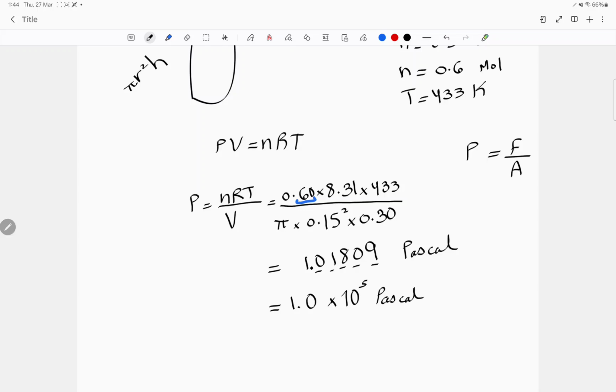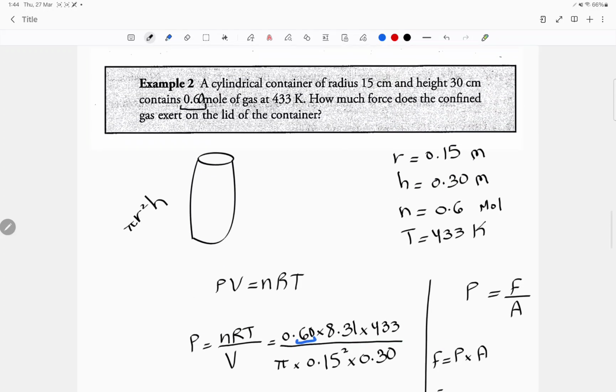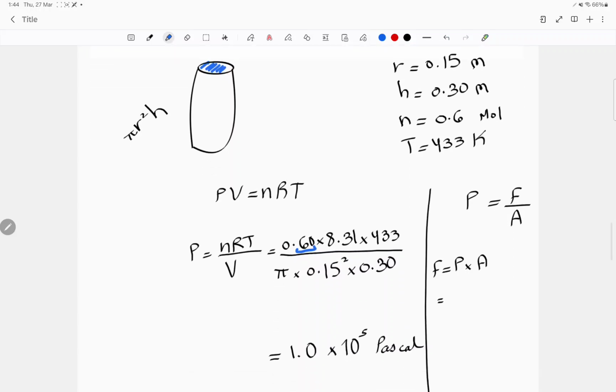Pascal. So ignore the top one, just keep focusing on the other one. Now what's left is the force. Now force is equal to pressure times the area. Area is the cross-sectional area, which means the area of this circular part, which is pi r squared. Pi r squared, so 0.15 squared.